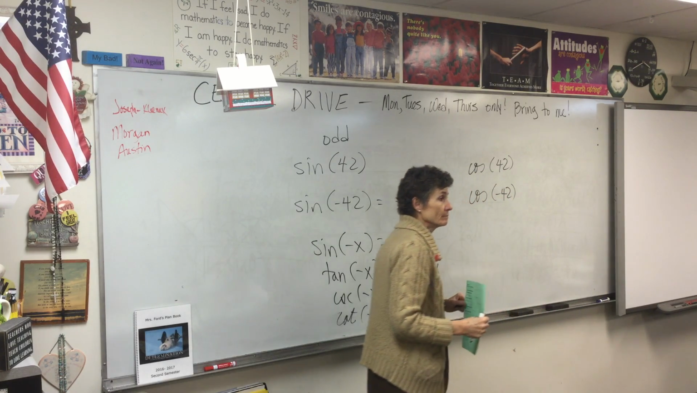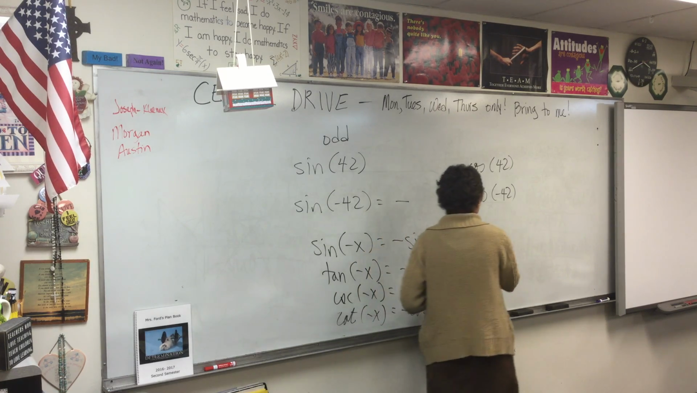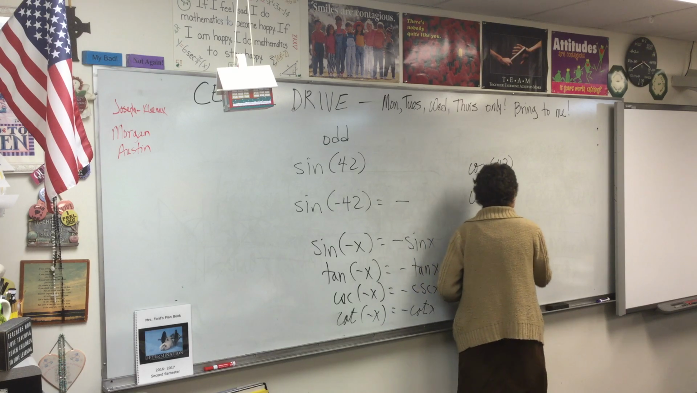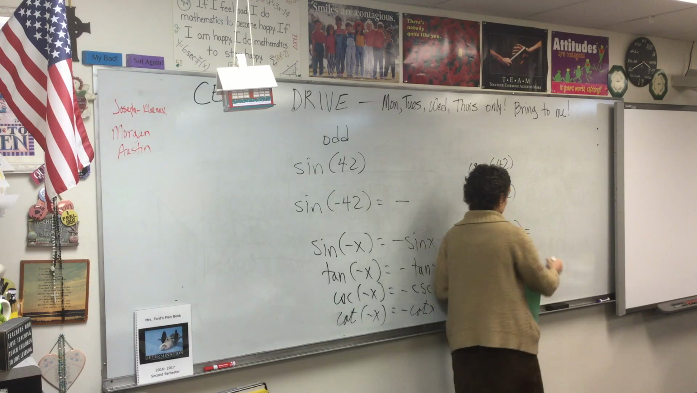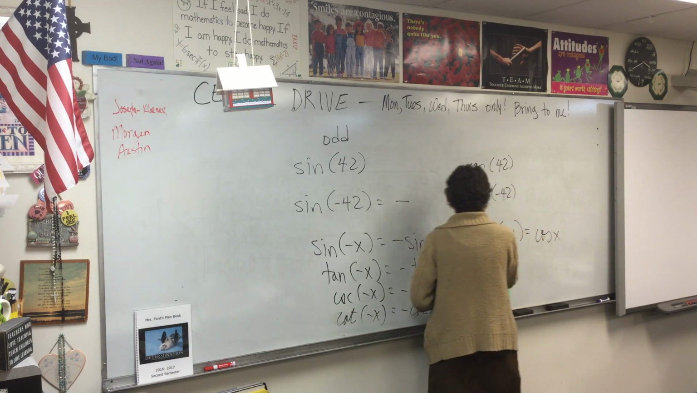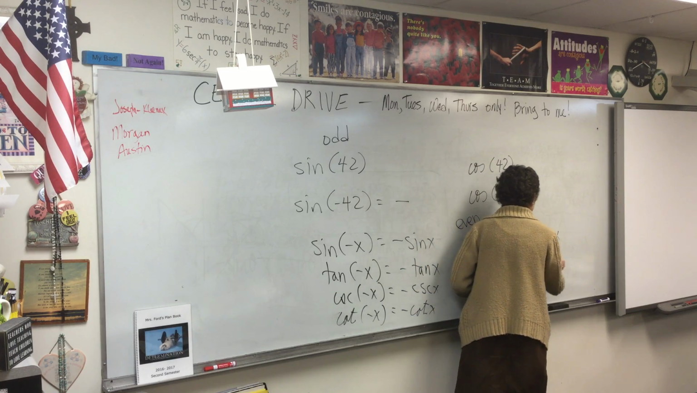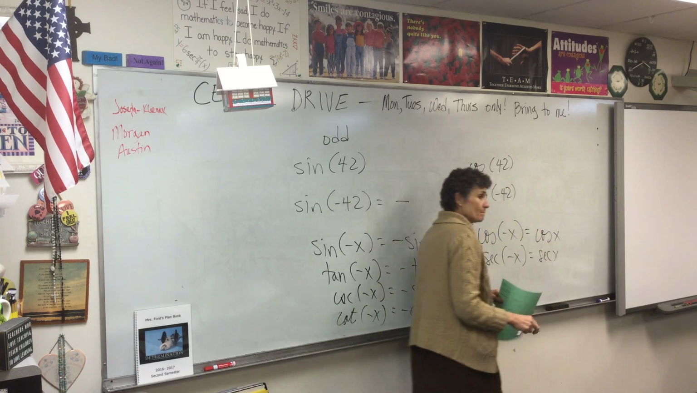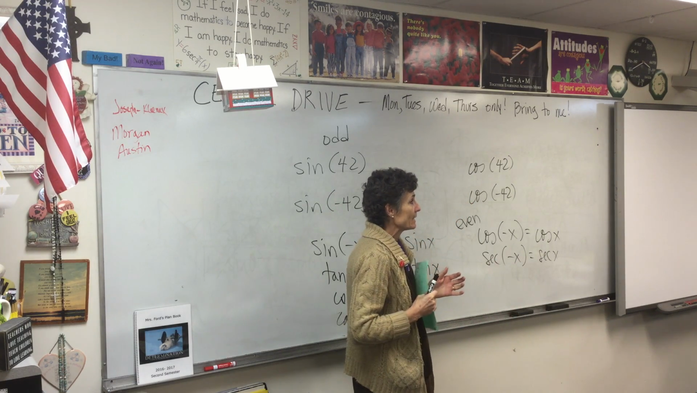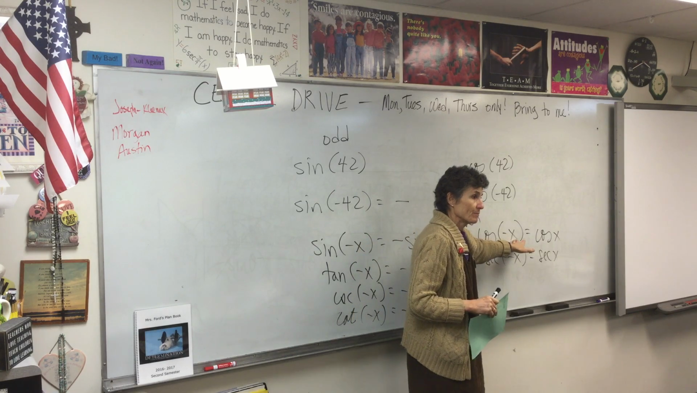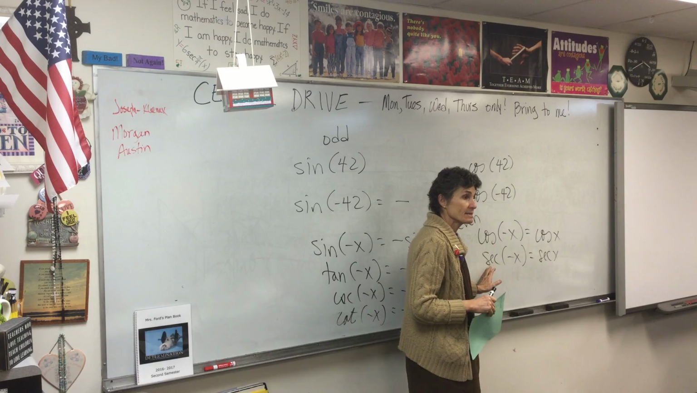What happened? They're exactly the same. In other words, when you put a negative in your cosine, it disappeared. That is what it means to be even. And there are only two functions that behave that way. So I would suggest you remember that the negative doesn't matter on the cosine and secant.